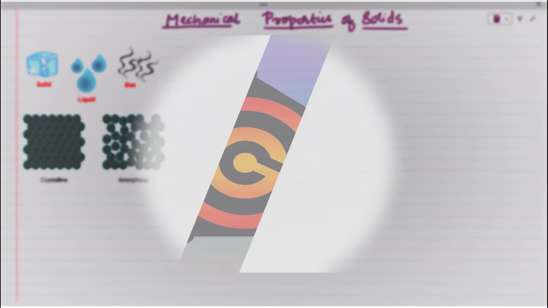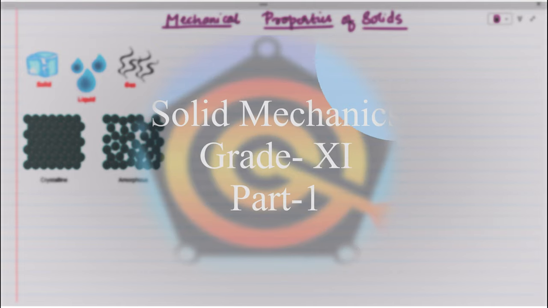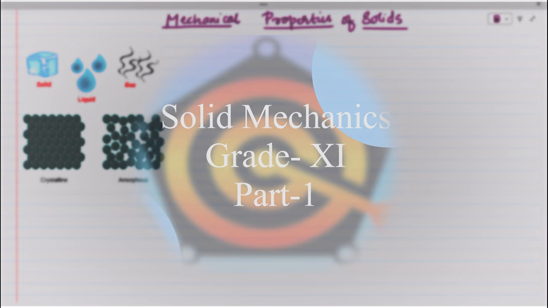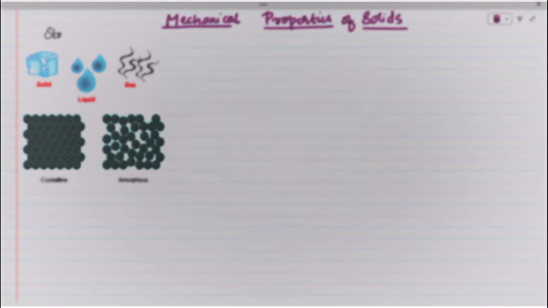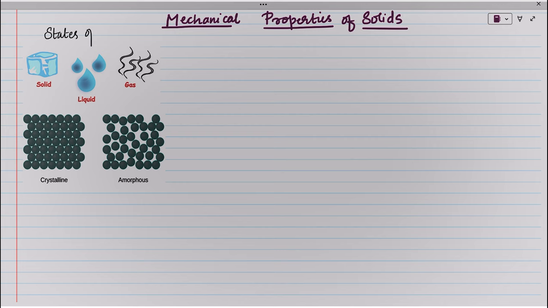Hello everyone. Today we are going to discuss a topic called mechanical properties of solids. Moving on to that, let us consider what the states of matter are. Look at this figure. We can see that there are three states of matter.